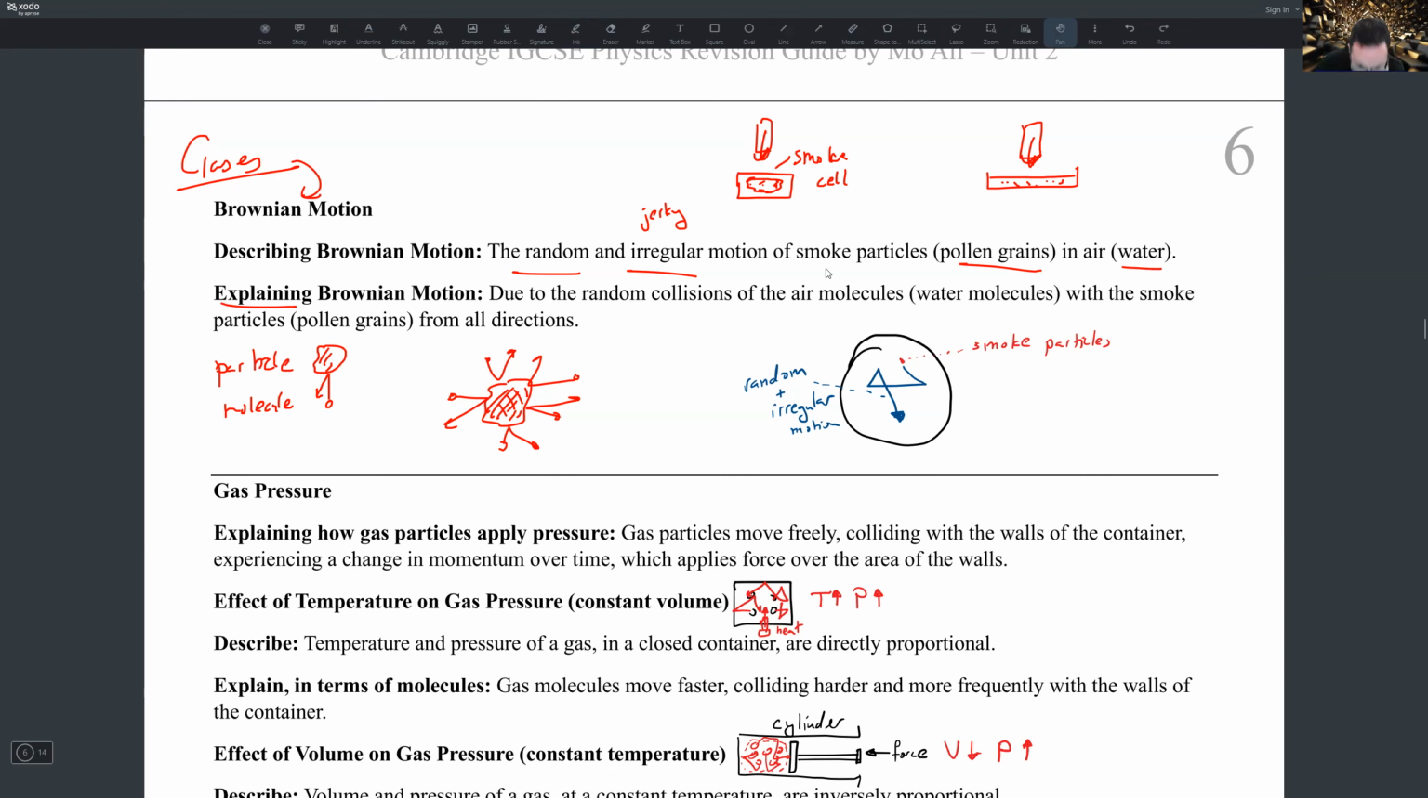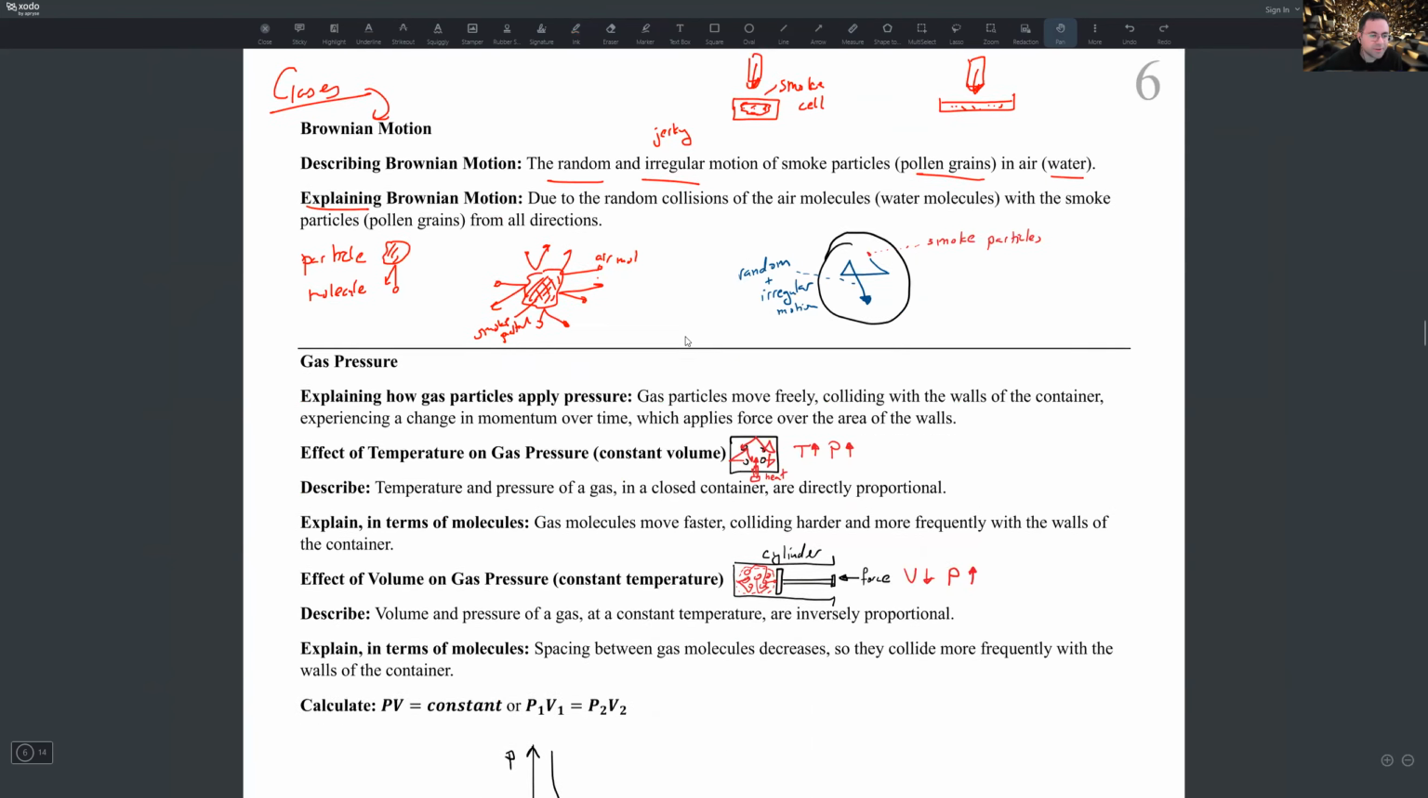Now, please be careful: when answering questions about Brownian motion, if you ever see one, it's very rare, the order of what collides with what is important. It's the air molecules that collide with the smoke particle. It's not the other way around. It's not the smoke that goes and hits the air; the air is what moves and hits the smoke. Please. Okay.